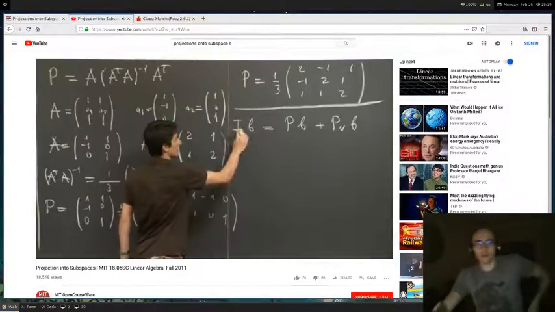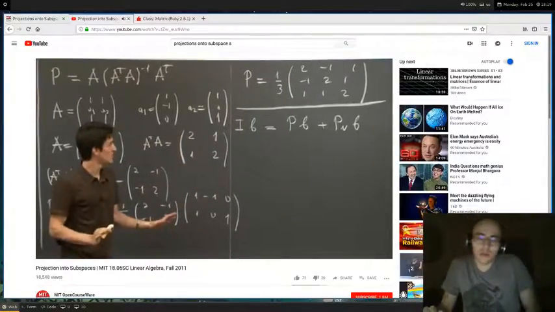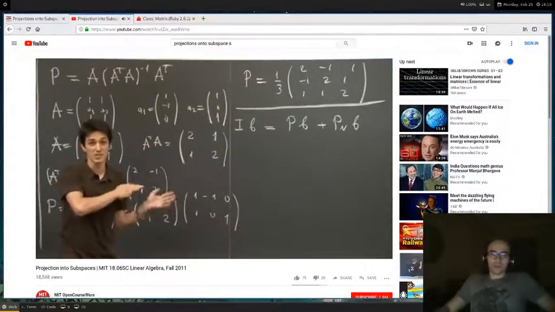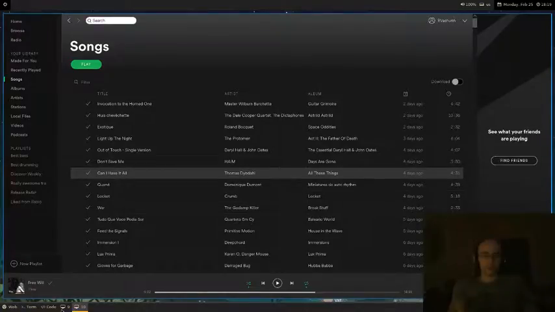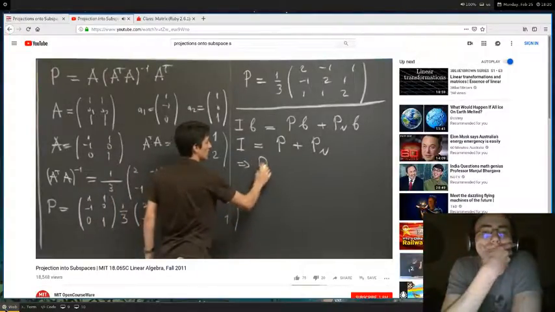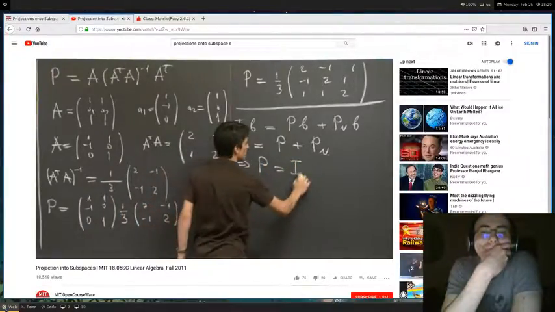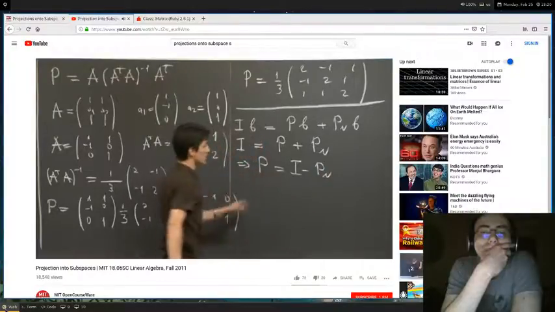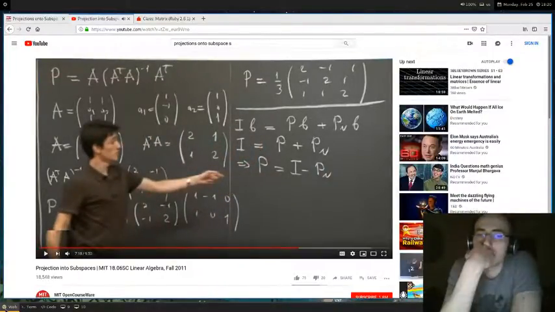Okay, I'm going to suggestively write here the identity matrix so that you can immediately read off a matrix equality associated with this. The equality here is the identity equals P plus Pn, and therefore the projection matrix is just the identity minus the other projection matrix also. How did that happen?